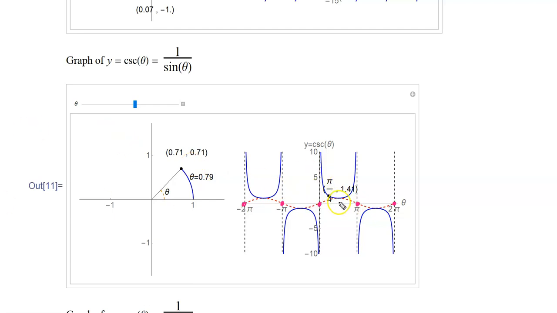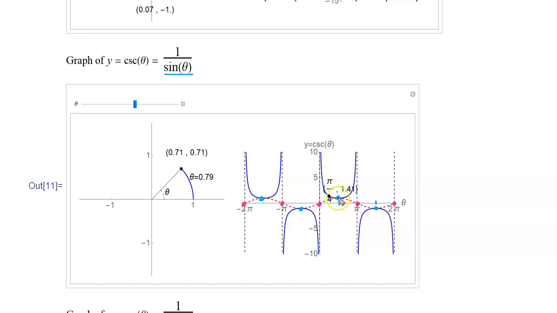And when the sine is equal to 1 and negative 1, like here and here, the cosecant function is going to be 1 and negative 1 as well. Because if I put 1 in here for sine, 1 over 1 is 1. Or if I put negative 1 in for sine, 1 over negative 1 is negative 1. So these points right here will be on the graph of your cosecant function as well.